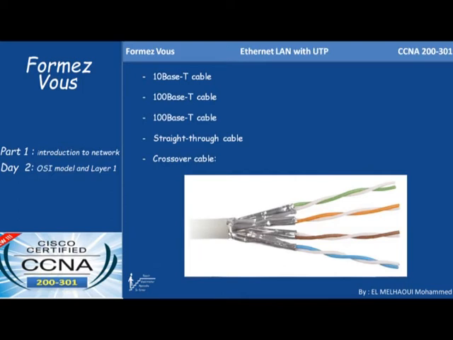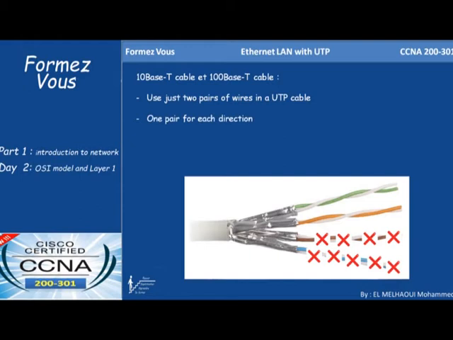Now, I will explain some important rules for Ethernet cabling, specifically for 10BASE-T, 100BASE-T, and 1000BASE-T. Let's begin with 10BASE-T and 100BASE-T, because both use UTP cabling in similar ways. The 10BASE-T and 100BASE-T use 2 pairs of wires in the UTP cable, one for each direction. That means one pair is used for transmission, and the other pair is used for reception, okay?